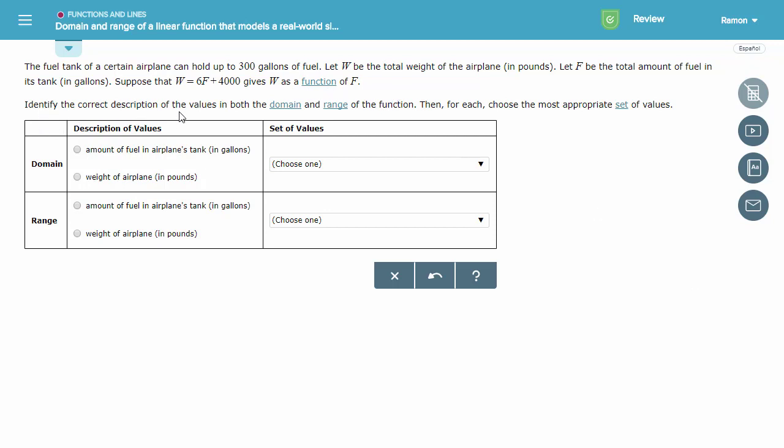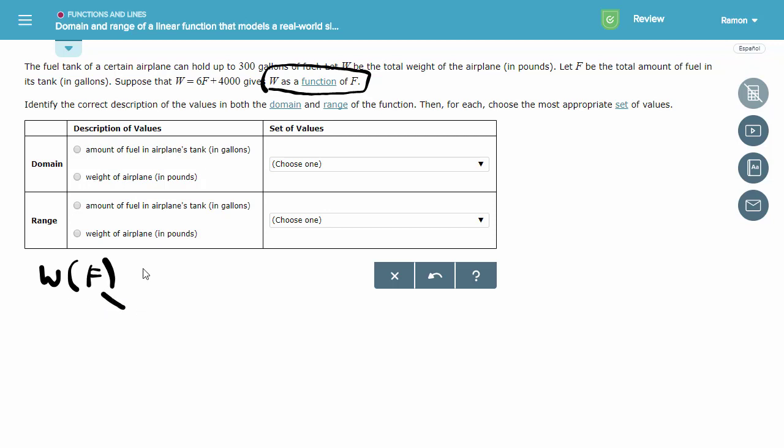Identify the correct description of the values in both the domain and range of the function, which is this part here. Then, for each, choose the most appropriate set of values, which will be over here. For the first part, to figure out which variable is in the domain and the range, I look for this expression right here, because it really helps me out. It says that W is a function of F.